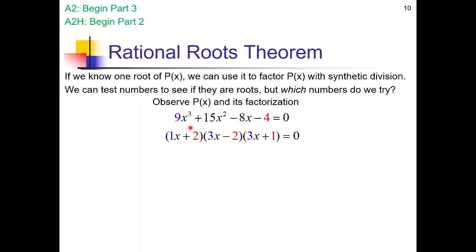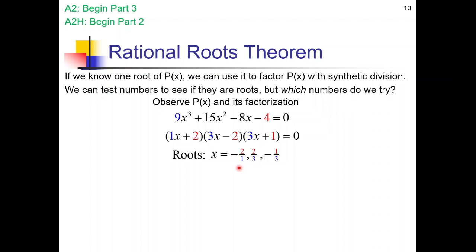So if we were to solve this for the three roots, we would be zeroing out each of these parentheses. So this first parentheses, we would subtract 2, divide by 1, so that would be negative 2 over 1. For the next one, we would add 2 and divide by 3, so positive 2/3. And then for the last one, we would subtract 1 and divide by 3, so negative 1/3. So these are our roots.